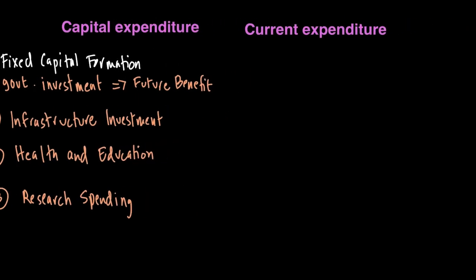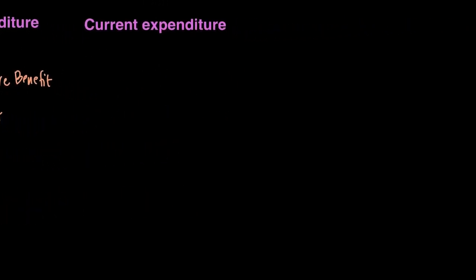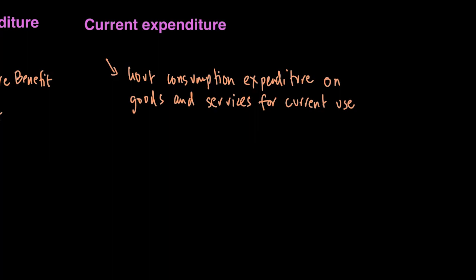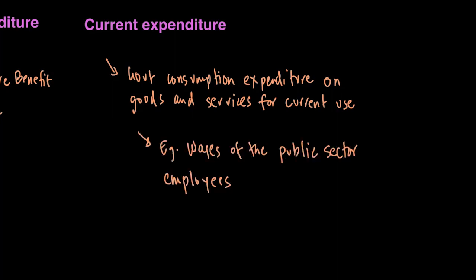On the other hand, current expenditure is government consumption expenditure on goods and services for current use to directly satisfy the individual or collective needs of the members of the community. For example, the wages of public sector employees or road maintenance will be current expenditure. In other words, this is expenditure that does not result in investment for the future, but is used for current consumption.